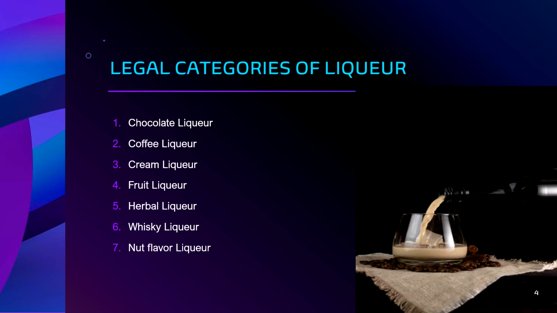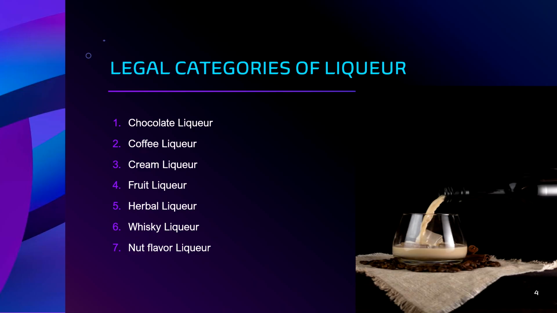Fruit liqueurs. This is flavored primarily with fruits or fruit juices. This offers a sweet and vibrant taste. An example of a fruit liqueur is the crème de cassis. Herbal liqueurs. This is crafted with herbs, spices, and botanicals, which often is enjoyed as an aperitif or a digestif. An example of that is the chartreuse.